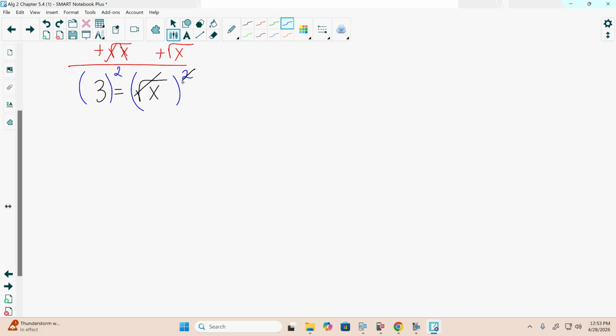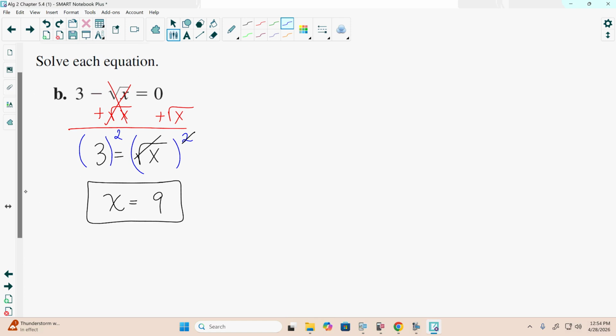On the left-hand side, the square root and square cancel, giving me x by itself. And 3 squared is 9. Since there are no radicals left, we can go on and solve. Lo and behold, it is solved, so x is equal to 9. And 3 minus the square root of 9 would be 3 minus 3, which is 0, so it does check. Questions on this here?